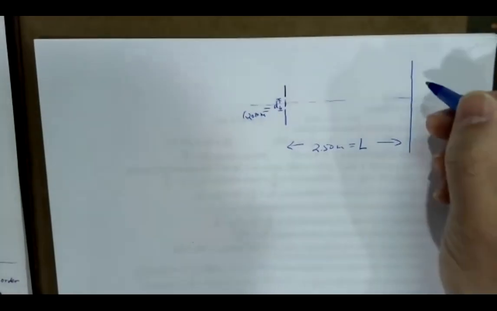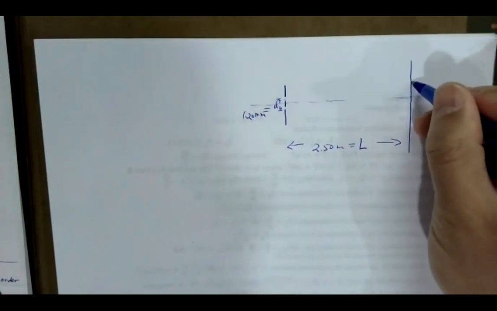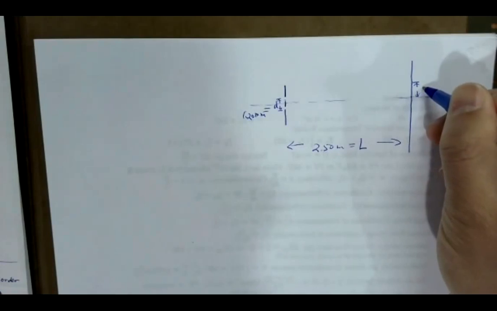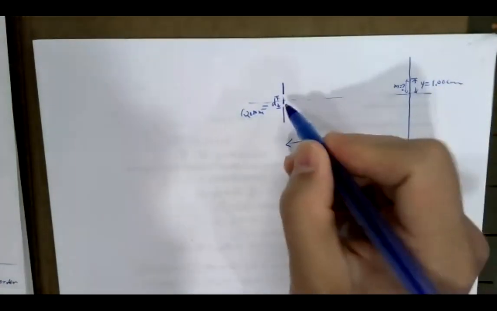And they're looking for 1 centimeter within the center fringe over here. So let's say this is y equal to 1 centimeter. Basically it's asking you how many bright fringes you will be seeing in this region on the screen. So how many, m equal to what? You are looking for the m-th order interference at y equal to 1 centimeter.